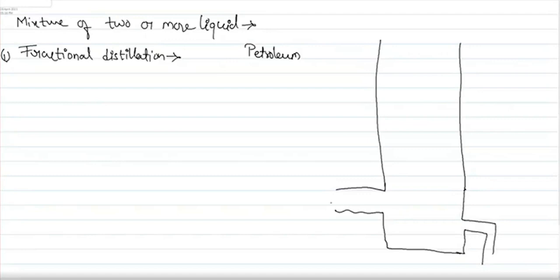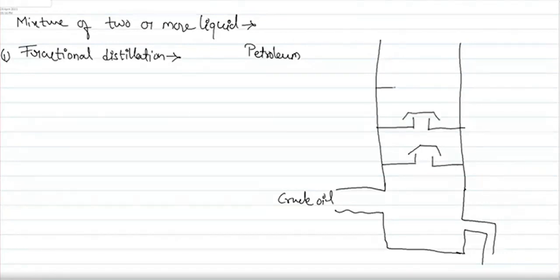the obtained crude oil is heated to a very high temperature, and here fractional columns are formed. In this particular chamber, which is known as the fractional distillation chamber, we form different fractional separations, and the temperature changes at each level.